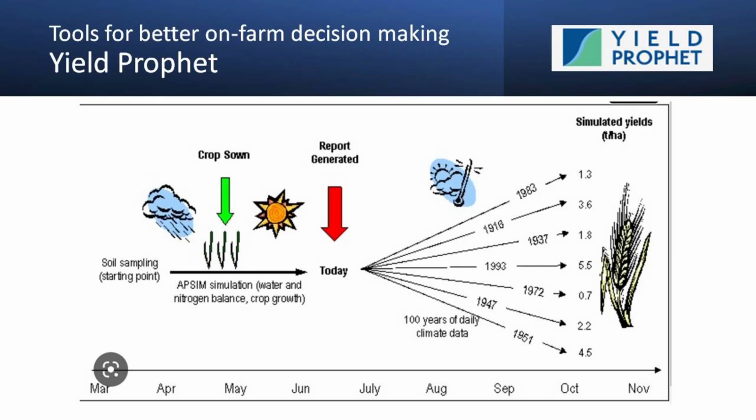Yield Profit is a sophisticated tool that draws on 100 years of daily climate data to predict yield potential at any point throughout the growing season. Yield Profit produces a number of reports that can assist in decision making throughout the growing season.